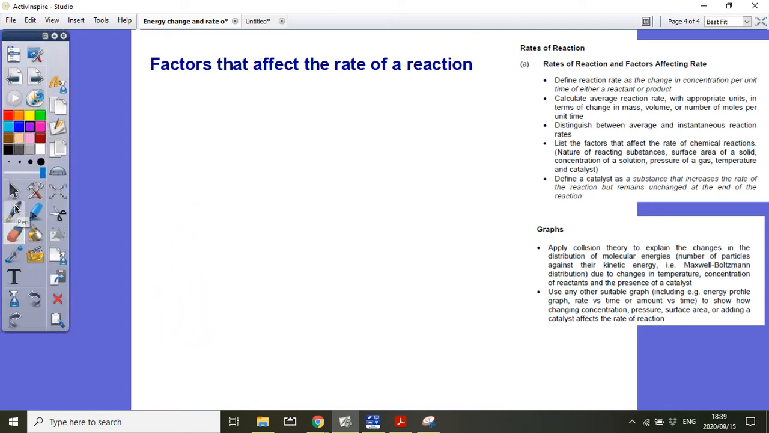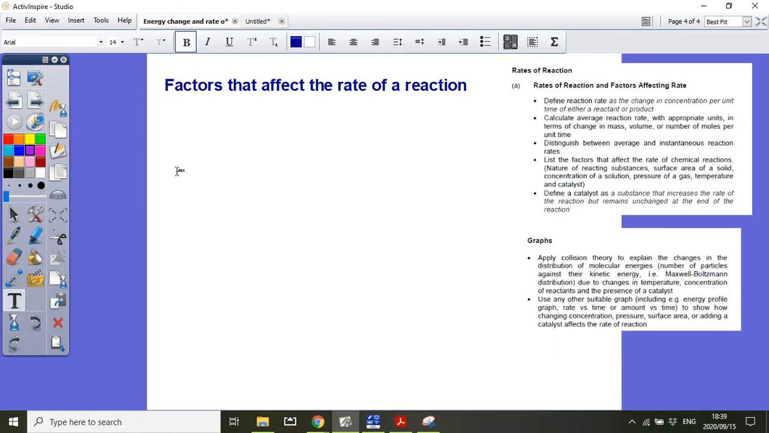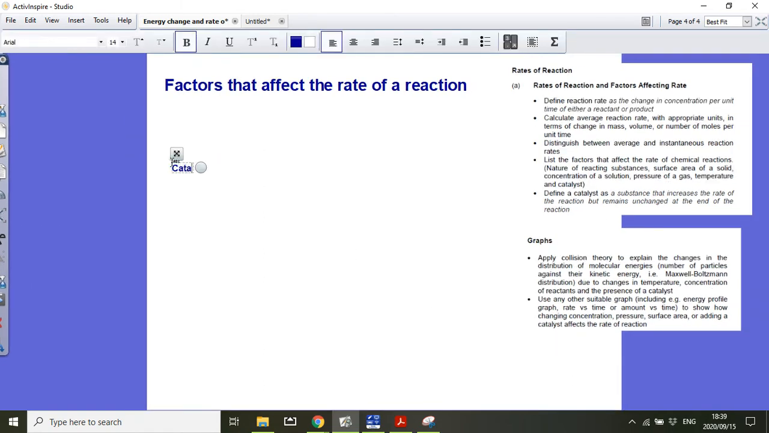For the catalyst, I think I'm going to just type it so that you guys have it here. So when I have a catalyst, let's just make it a little bit bigger.